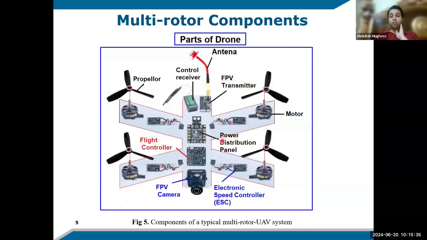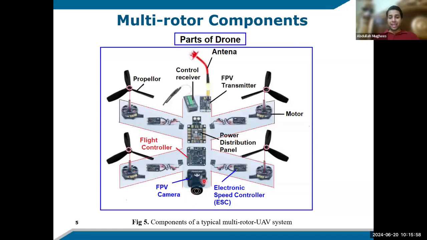Okay, and then we have this power distribution board. The job of this power distribution board is to distribute the power to all these motors. It takes into account the battery attached to it, and adjusts the voltages and sends it to the individual motors and all of the electronic components that are involved. So it distributes the power all throughout the drone.